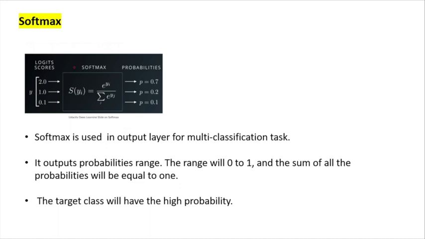Another very important activation function is softmax. It is generally used in the output layer for the multi-classification task, and if these are the logit scores calculated, we apply the softmax function to them and we can calculate the probabilities. It outputs probabilities in the range 0 to 1, and the sum of all the probabilities will equal 1 because it is normalizing them by dividing by the summation of all the exponentiated logit scores. The target class will have the high probability. So in this particular case, we can see that it belongs to the first class because the probability here is 70%.